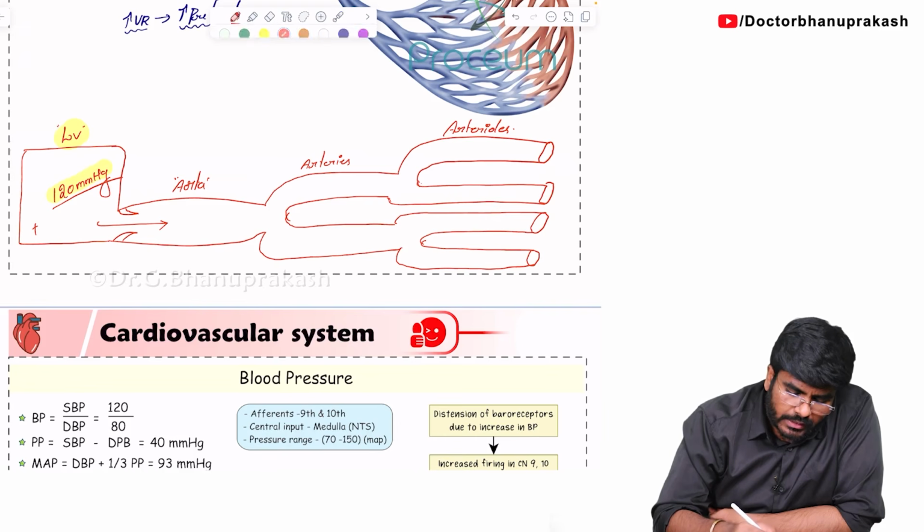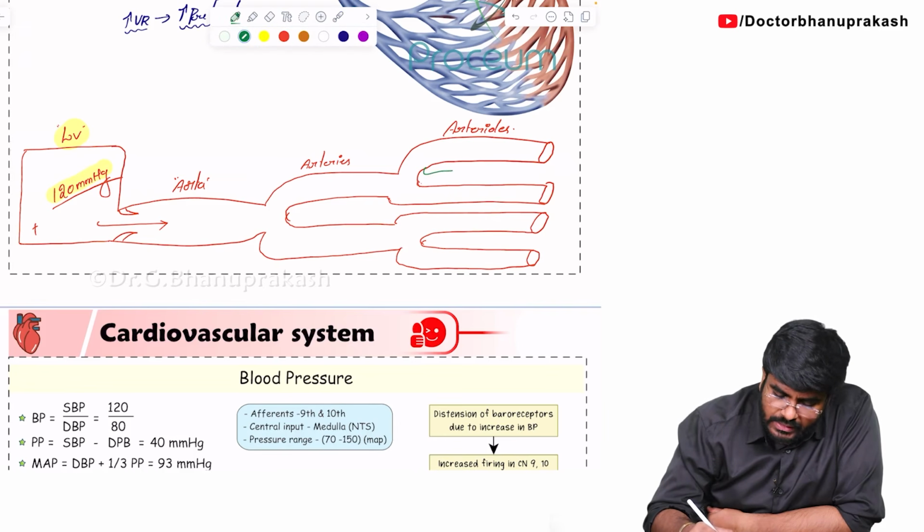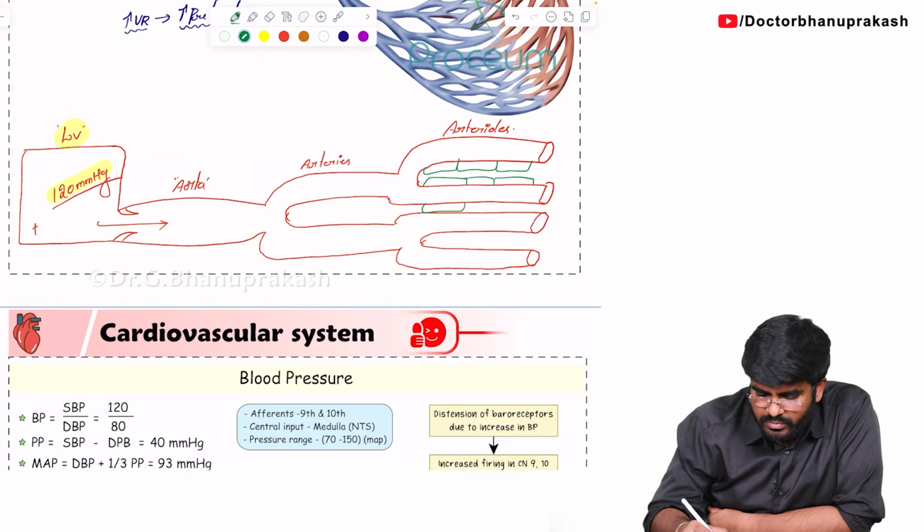Now, one more important point that I forgot to teach you here: arterioles contain a lot of smooth muscles around them. Arterioles are the blood vessels which contain the maximum amount of smooth muscle around them.